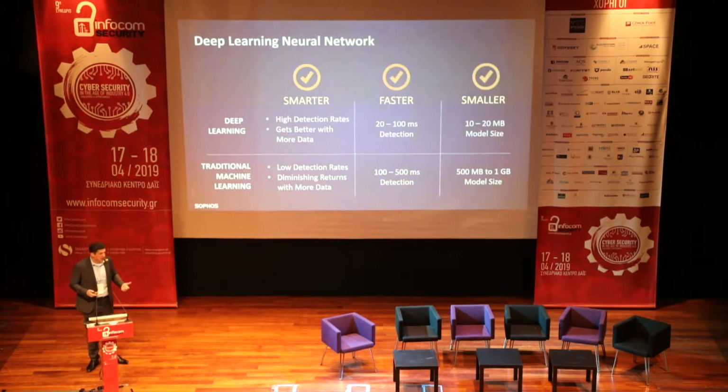So what are the big advantages that I'm talking about? First of all, traditional machine learning typically gets worse when we feed it a lot of data. Our deep learning algorithm gets better and better the more information it gets. Like the human brain, the more I learn, the better I get, of course. It's pretty fast, so we only need a few milliseconds to detect if something is good or bad. And it's pretty small, like 10, 20 megabytes, so we can fit it on every endpoint or on every network appliance in our product line.